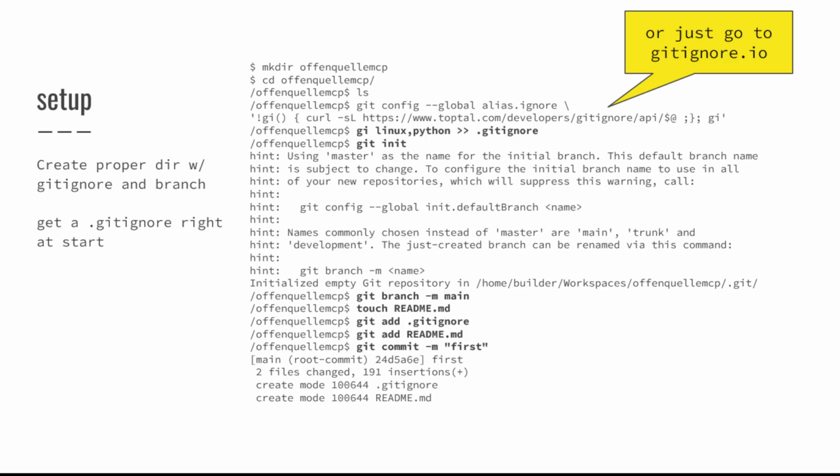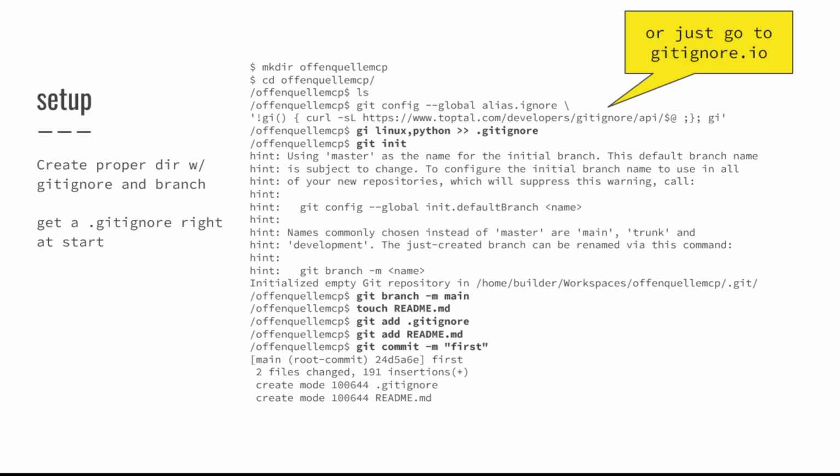Now, my setup with Git is almost the same way each and every time. I make a Git directory. I do a gitignore file. Here I do Linux and Python. Now, I've been using gitignore.io since 2016, but it's an option you can use for anything.